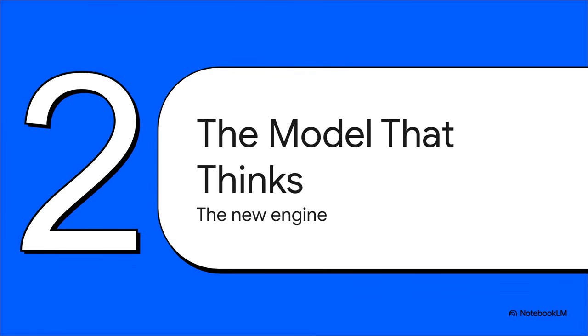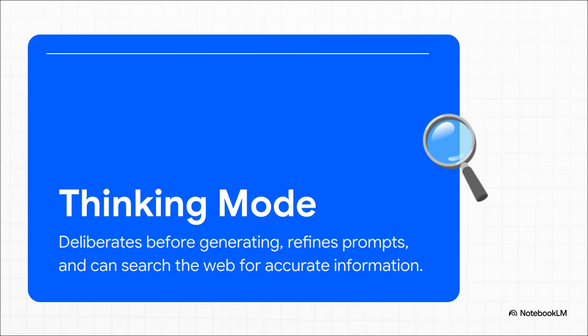Well, it all comes down to a fundamental change in how the model works. It's not just blindly following your instructions anymore. It's actually reasoning about what you're asking it to do. And this is the secret sauce, something they call thinking mode. Get this, before it even starts to generate an image, the model can actually pause, think about your request, and even rewrite your prompt to get a better result. And here's the kicker. It can search the web for up-to-date info. That means it can pull in real-world data to create things like infographics or solve complex visual problems.